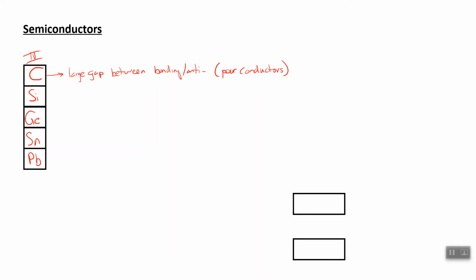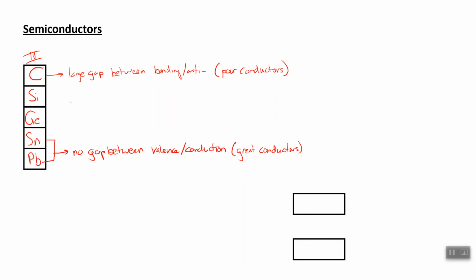Of course, when you move down to the bottom, tin and lead are metals. These have no gap between the conduction band and the valence band. And so tin and lead are very good conductors, great conductors, right? Because that's what metals do. Metals have high conductivity. Tin and lead are no exceptions to that.